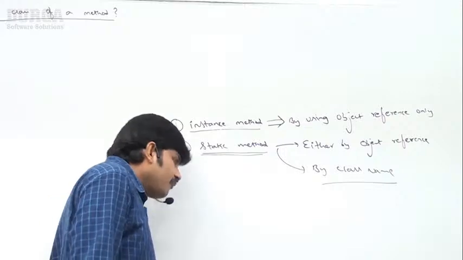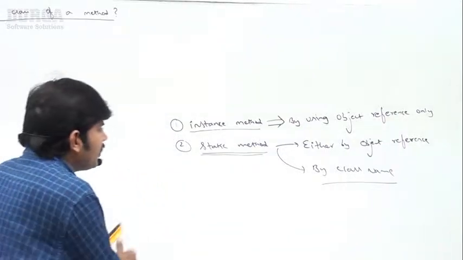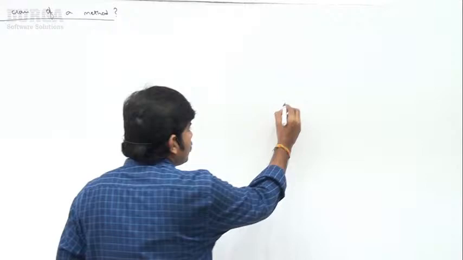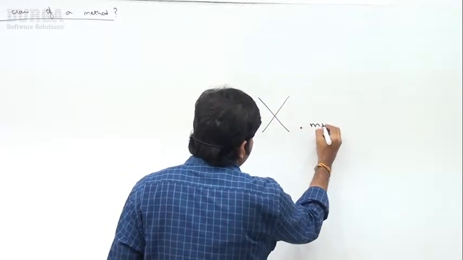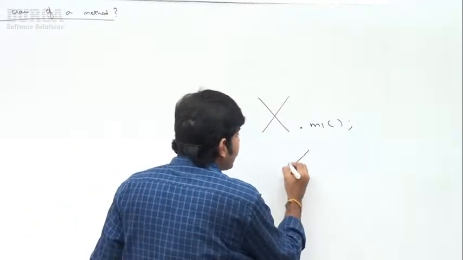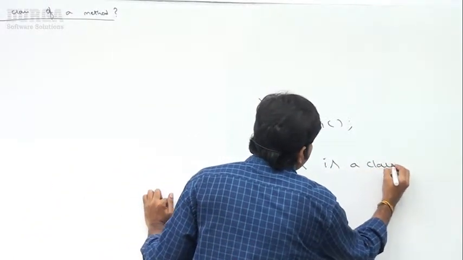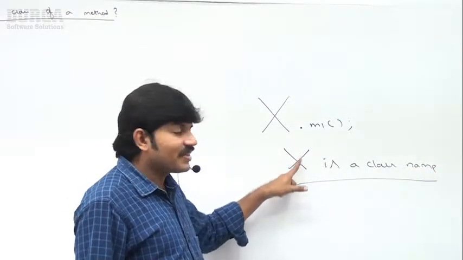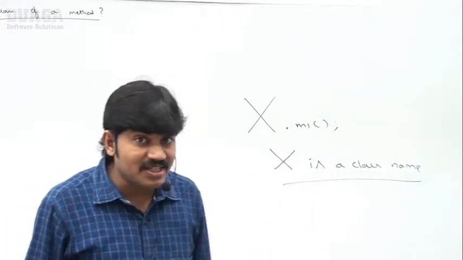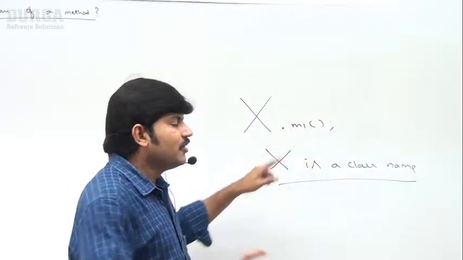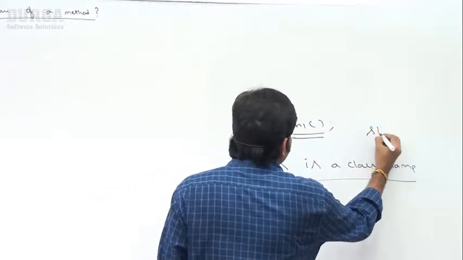Next, sir, if it is an instance method or a static method, how do we identify the corresponding class? Very simple, sir. If I'm calling x.m1, assume x is a class name. If x is a class name, then obviously the m1 method must be a static method, because by using a class name we can only call static methods. So you decided it is a static method.